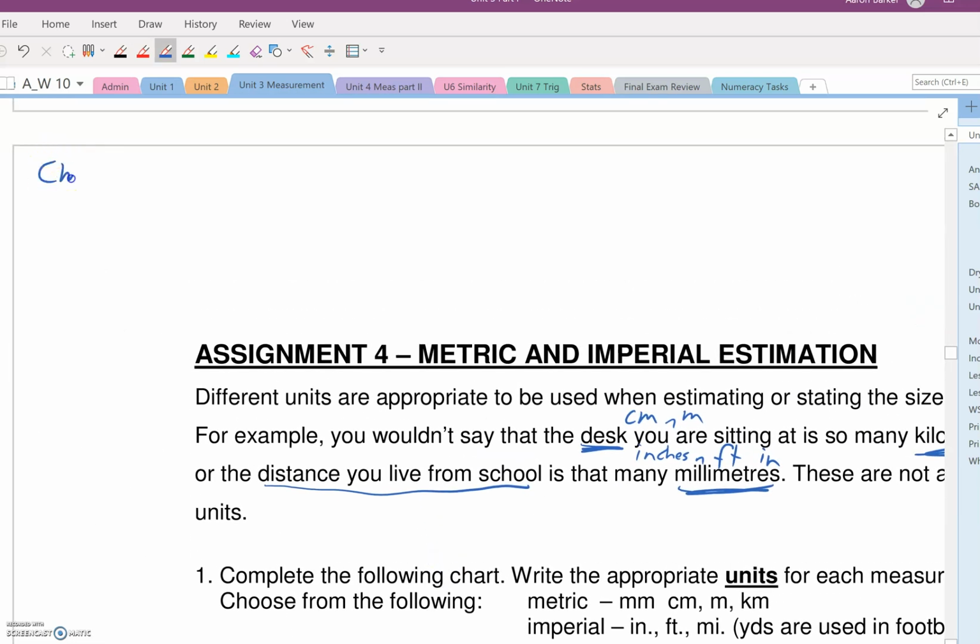So how big is a centimeter? A centimeter is probably like the width or diameter, I guess you could say rather, width of an adult finger. Okay, so if you're measuring something several fingers wide, then you'd be using centimeters.